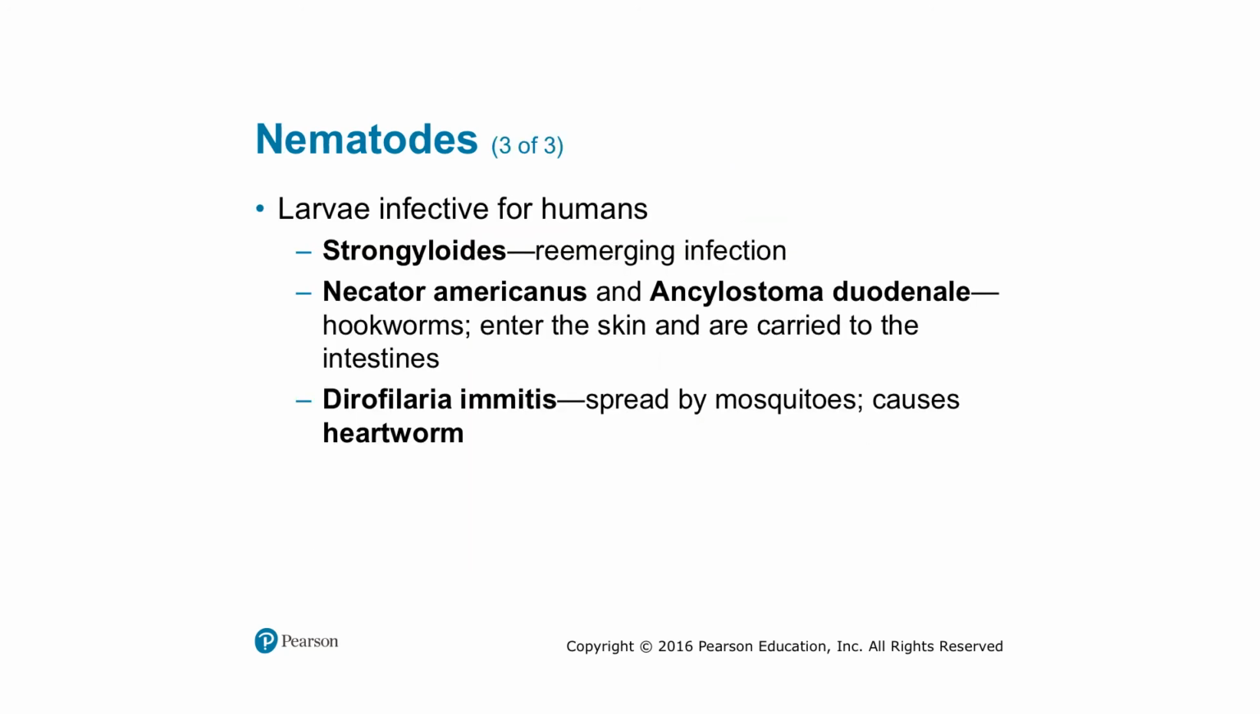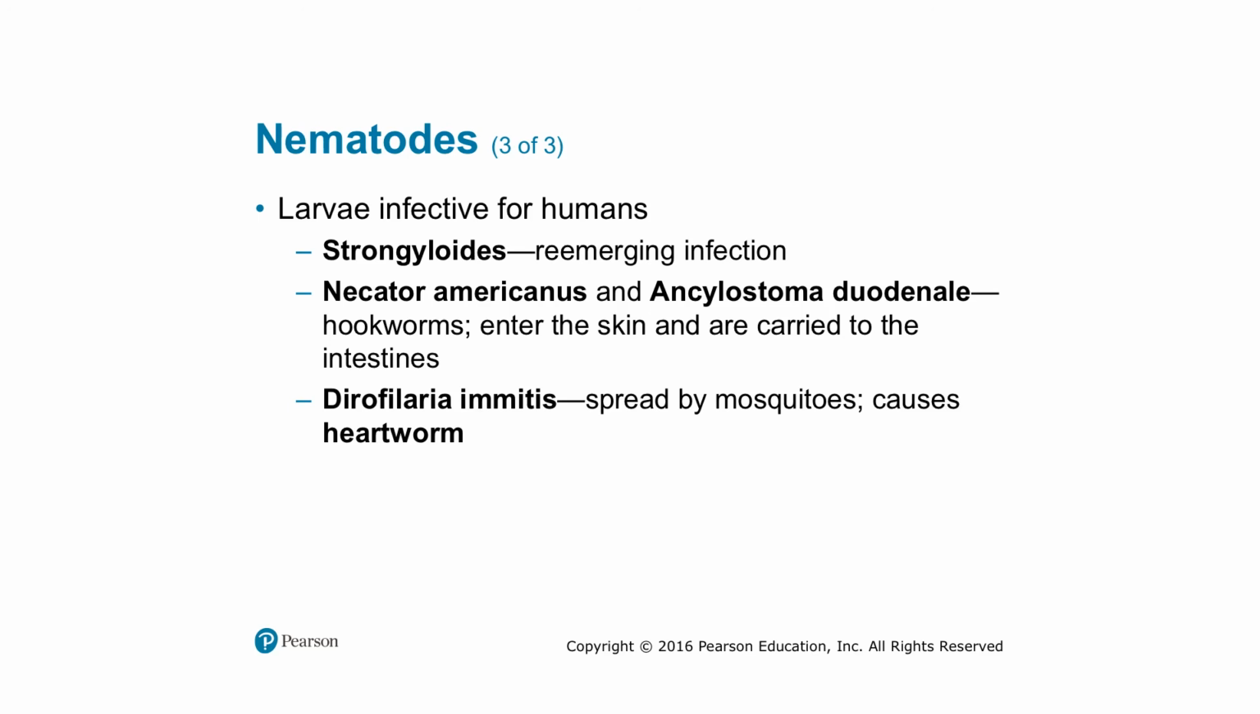So the larvae are infective for humans, so Strongyloides, these are a re-emerging infection. The Necator americanus and the Ancylostoma duodenale are hookworms. They enter the skin and are carried to the intestines. The Dirofilaria immitis is spread by mosquitoes, and it causes heartworm.